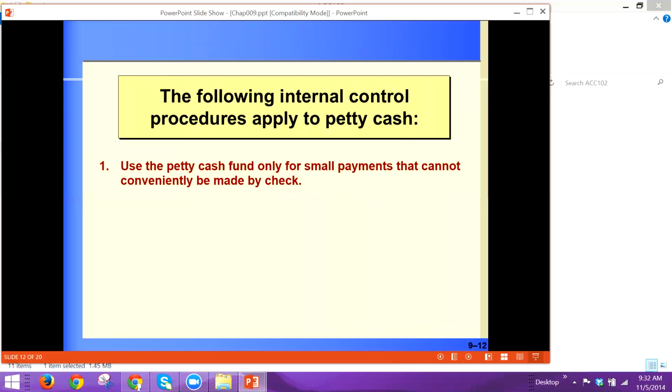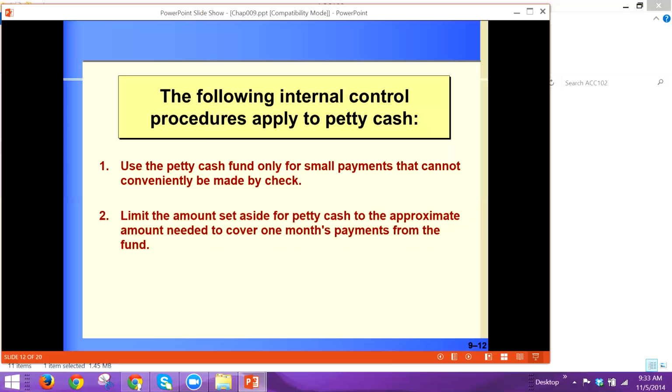So use the petty cash fund only for small payments that cannot conveniently be made by check. This is like the postman dancing at your front door going, I need to get going, but I need my postage due. You're going to limit the amount set aside for petty cash to approximate the amount needed to cover 1 month of payments from the fund. Typically, petty cash is $100, maybe $200.